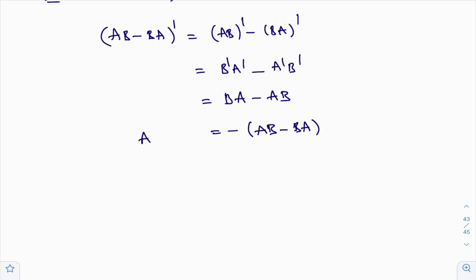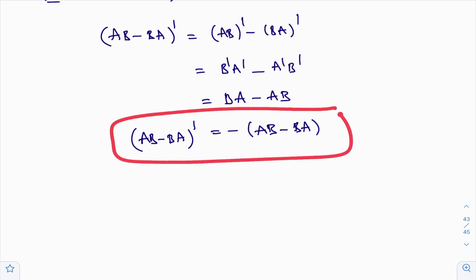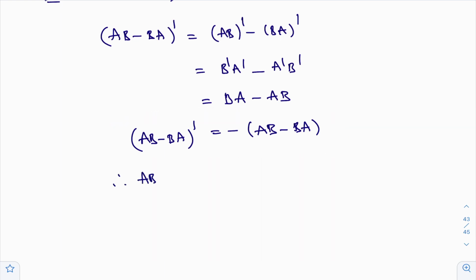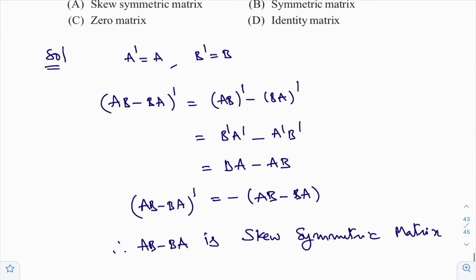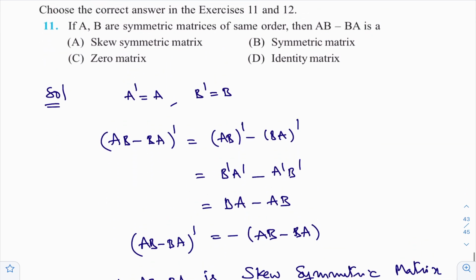What happened here? AB minus BA whole transpose equal to minus of AB minus BA. What it tells? It tells that therefore AB minus BA is a skew symmetric matrix. I hope you understand. See here, AB minus BA, which option is the right option? First option is the right option.